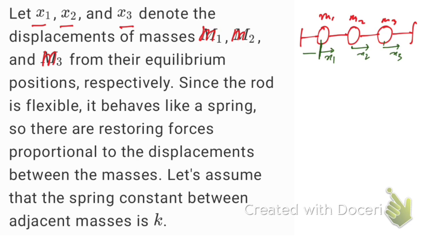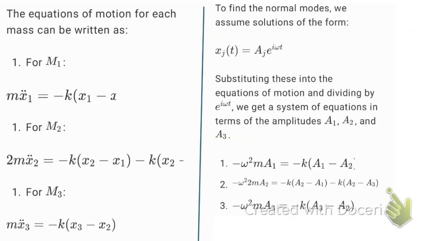Since the rod is flexible, as I have already mentioned, it behaves like a spring. If it behaves like a spring, there must be a spring constant. Let it be k. Now the equation of motion of m1 will be given by m x1 double dot. This is the equation for m1, let me take it as equation number 1, and this as equation number 2 for m2.